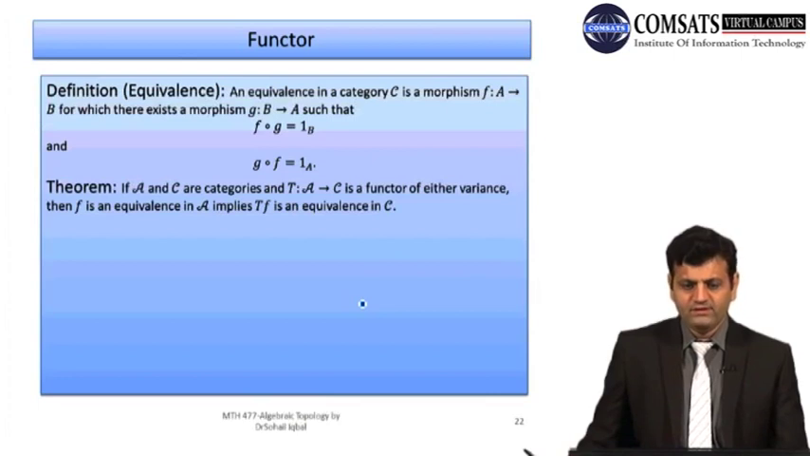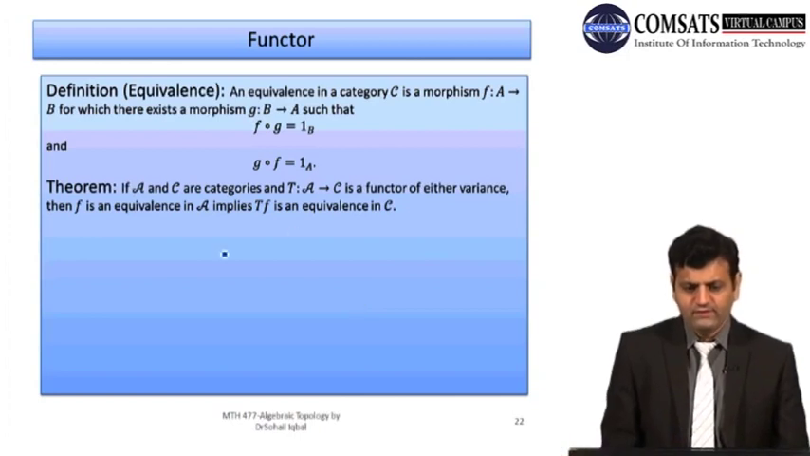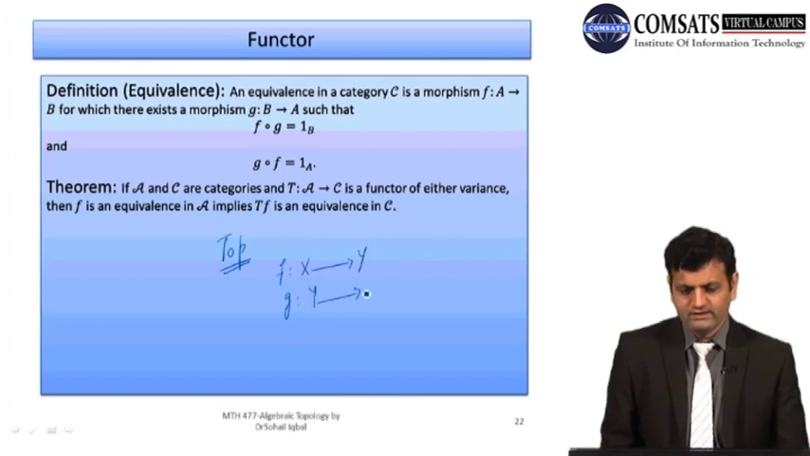So let's recall another definition that we are going to need further. An equivalence in a category is a morphism f from a to b for which there exists a morphism g from b to a such that both of their compositions are identity. For example, in the category of topological spaces, if I have a continuous function from X to Y and a continuous function from Y to X such that their compositions are identity, then it is an equivalence in the category of topological spaces.